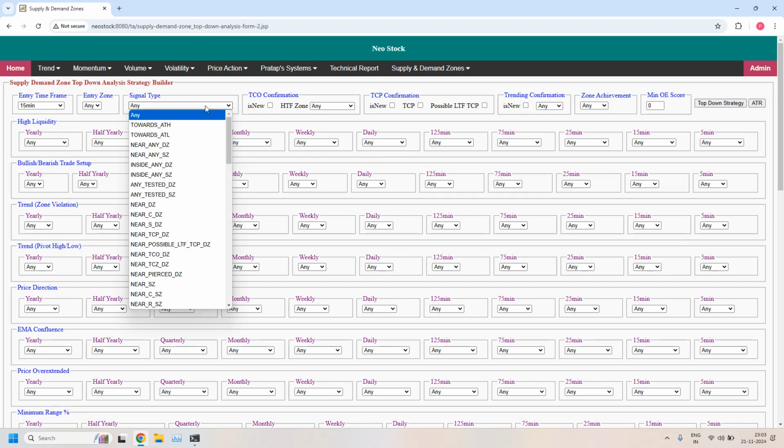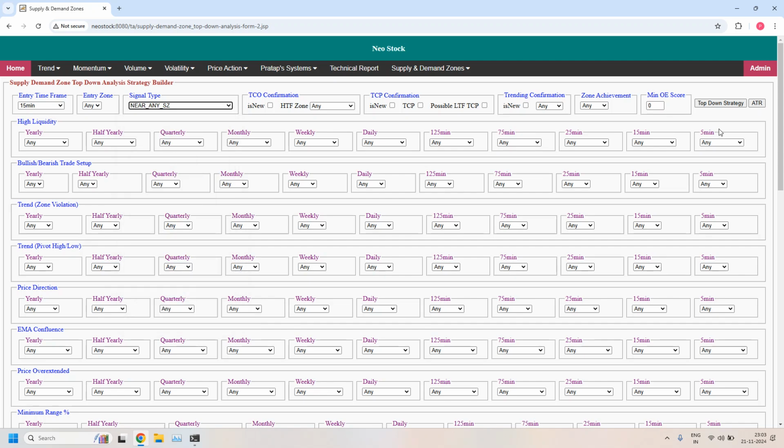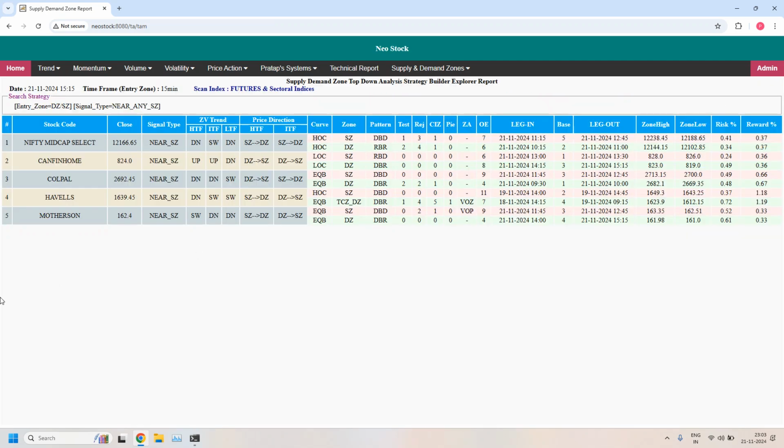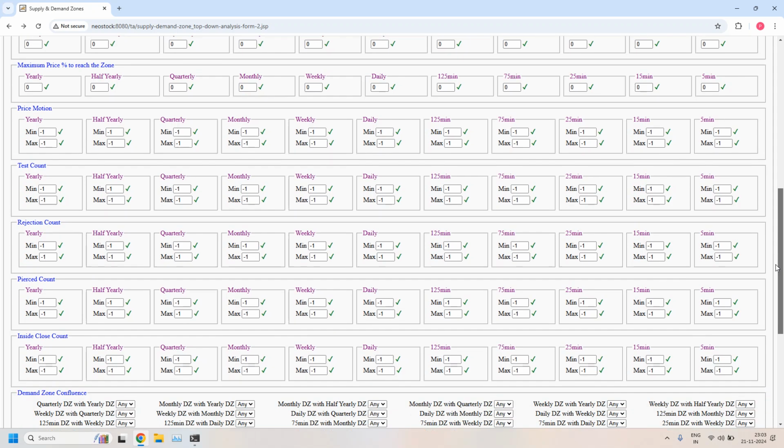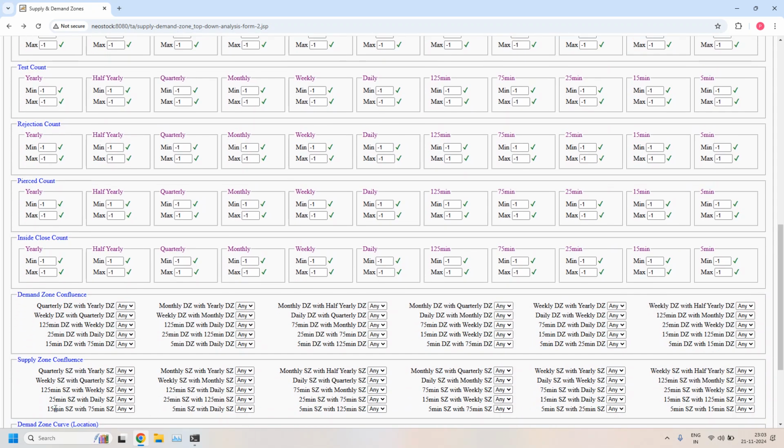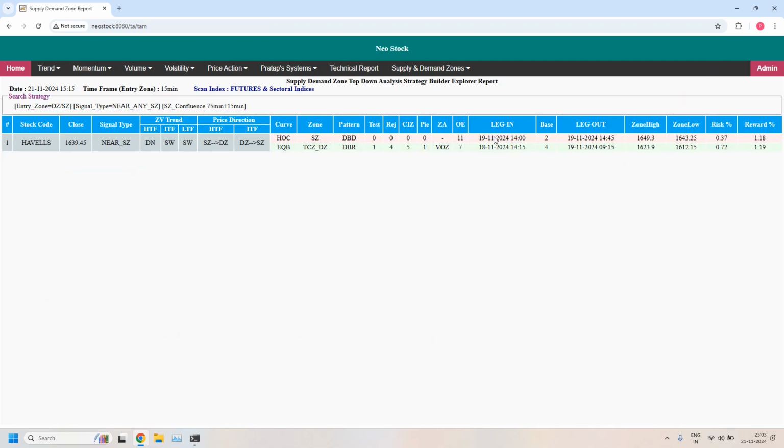Let's find the stocks near 15 minutes supply zone. Again 5 stocks are filtered near the 15 minutes supply zone. Let's identify how many of these zones are having ITF supply zone confluence. That is 15 minute supply zone with 75 minute supply zone confluence. So I'm enabling that filter. With this filter, out of 5 we got 1 stock.